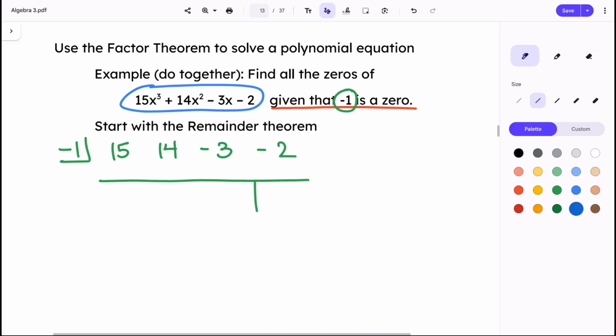So I need to drop the first number, 15. And then we start our process like we did yesterday. We've got to multiply. So what's -1 times 15? -15. You put that underneath the 14. We add, what do we get here?